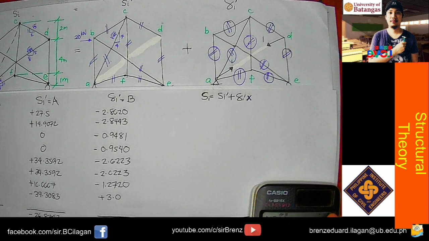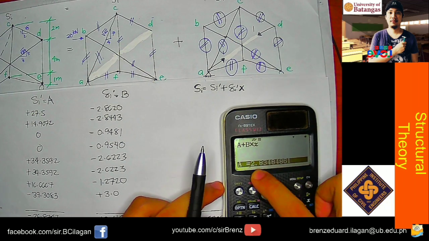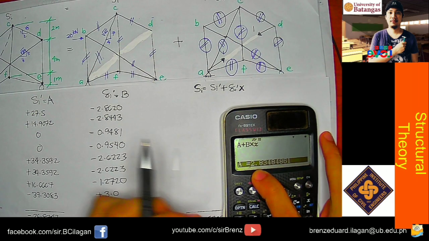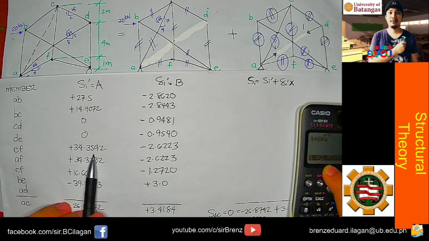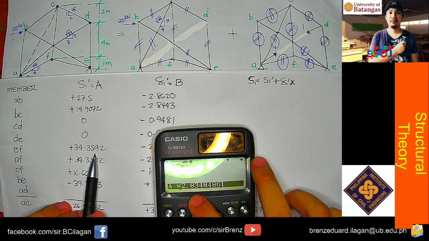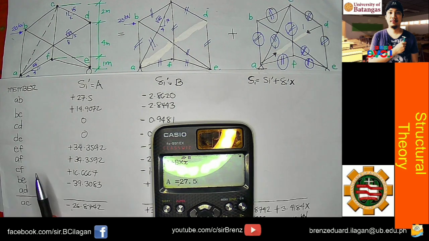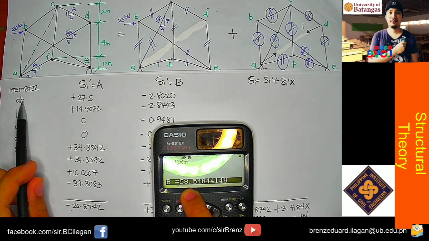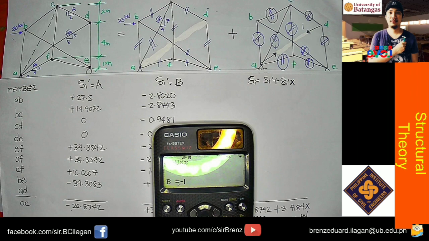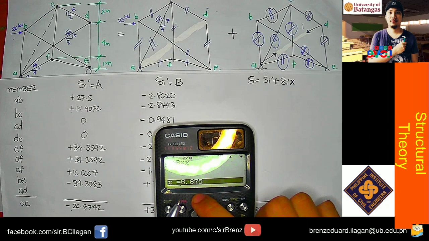Pero ang gagawin ko dito, ito lang. So calculate. Hihingi sa inyo yan ng value ng A. So again, yung value ng A is ito. Ito mga values dito. Okay? So para kay AB, ang value niya is 27.5. So encode mo lang. And then equals mo. So hahanap ng value ng B. Hihingi sa'yo ng value. So encode mo lang yung katapat ng AB. So that is negative 2.862. Okay? And then hihingi ng value ng X.